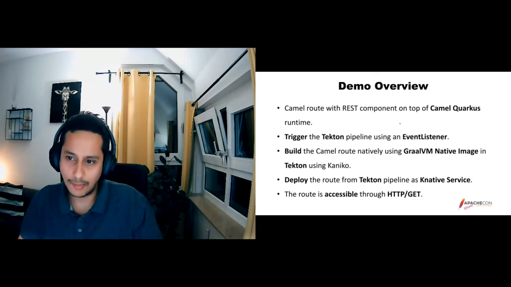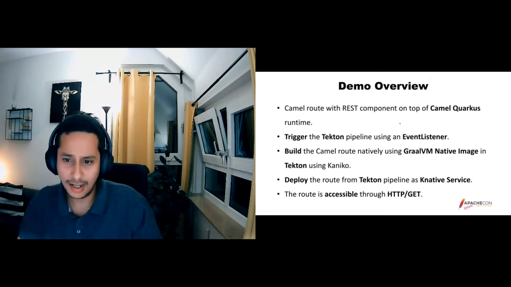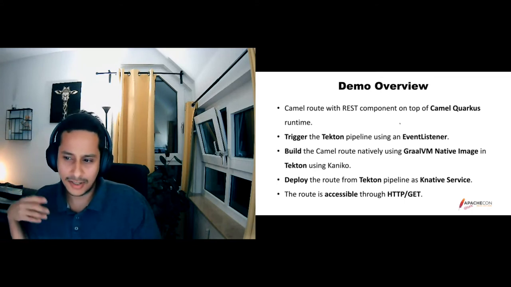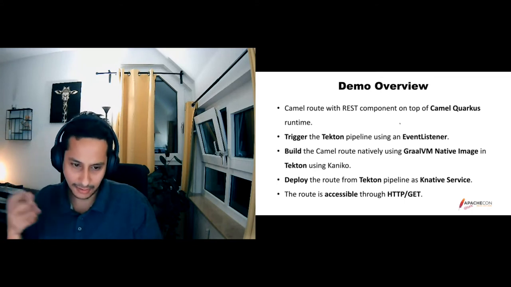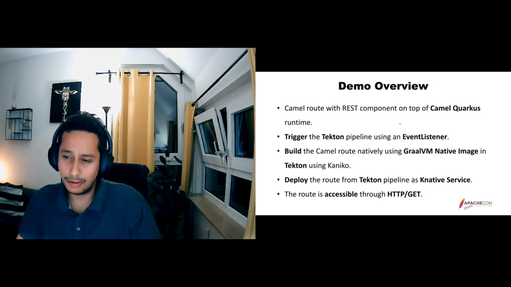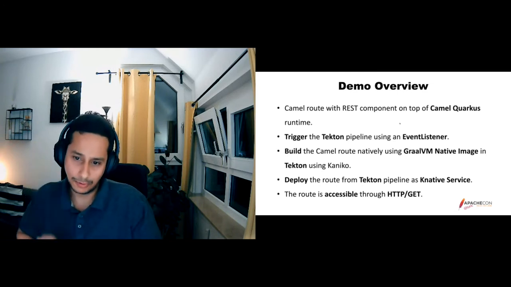So we have a Camel route that has just a simple REST component on top of Camel Quarkus. And then we have a trigger. The trigger triggers the Tekton pipeline using an event listener. The event listener is a CRD from Tekton that actually runs as an HTTP sink and listens for the triggers, and then it runs the pipeline. You can think of it as an HTTP sink that you would use to trigger a build from your GitHub using a webhook, for example.